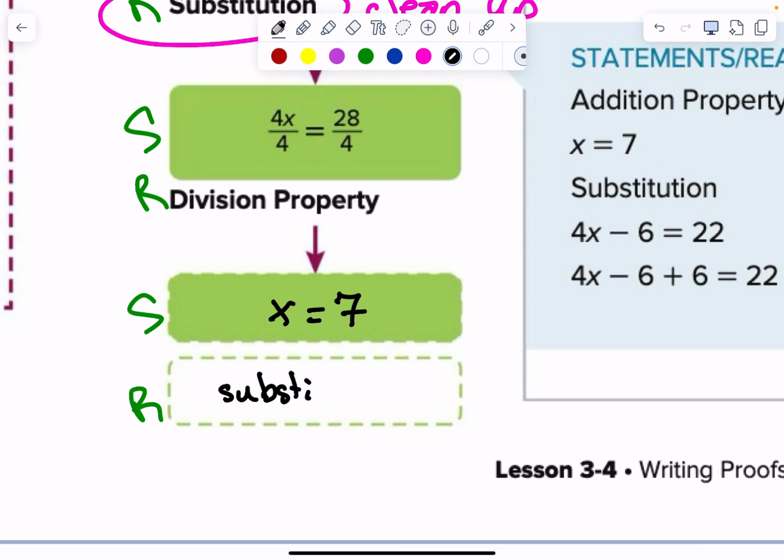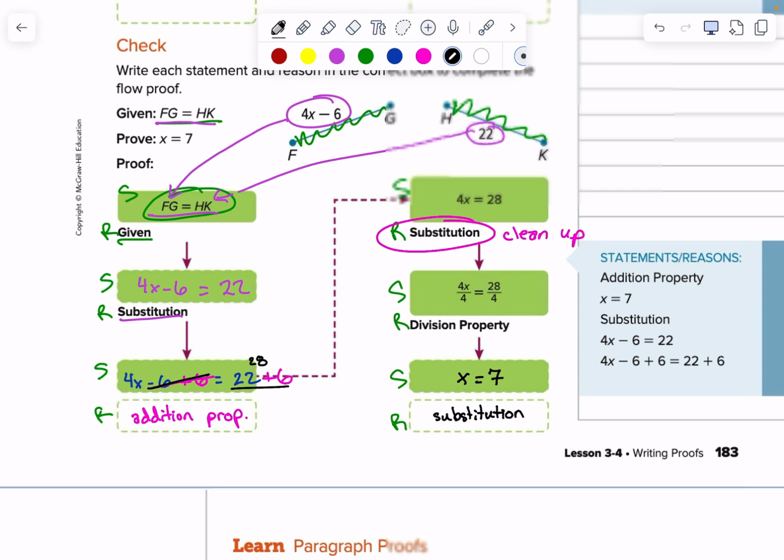Substitution. I don't know why they call it substitution. They just sometimes do weird things like that. It's the cleanup step. Good? Happy with that? Not so bad? Okay. All right. That was a flow proof.